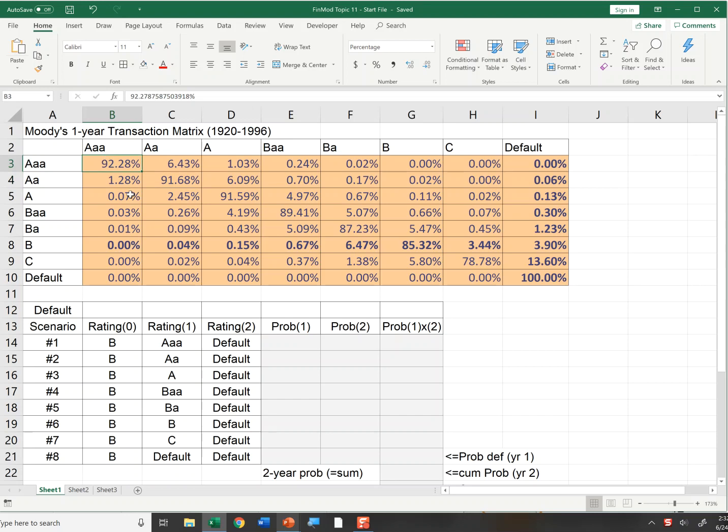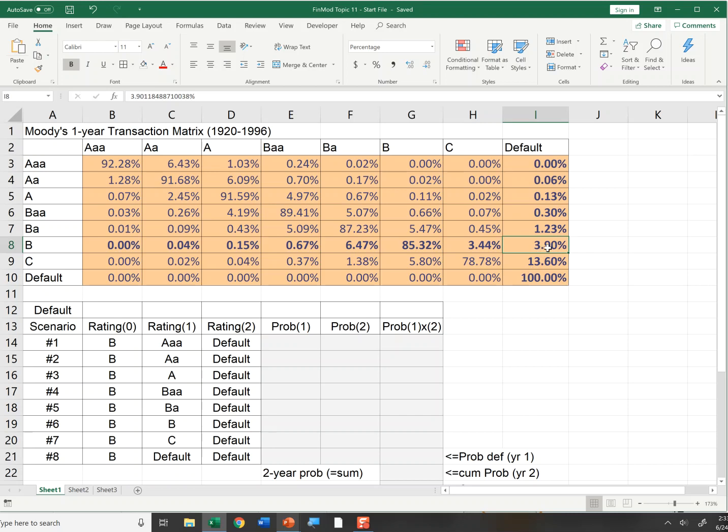We'll grab that spreadsheet, and here are default probabilities based on the initial rating and the rating at the end of the year. And what we're going to do is talk about a B-rated bond. What is the probability that a B-rated bond will default within 2 years? Again, this is a one-year transition matrix. So a firm that starts out the year as a single B rating has a 3.9% chance of defaulting in 1 year. Question is, what is the probability it defaults in 2 years?